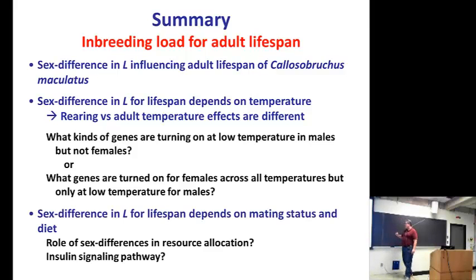And then lastly, the sex difference in genetic load for lifespan depends on both mating status and on diet. So there's got to be something going on with sex differences in resource allocation that's influencing expression of the genetic load. There's a possible role for insulin signaling. Insulin signaling is a big deal in the senescence literature, and so it's possible that our diet is triggering the insulin signaling response, and that is different in inbreds and outbreds.